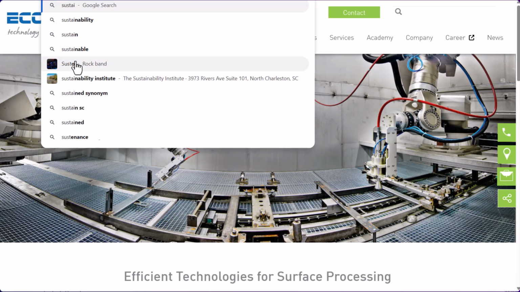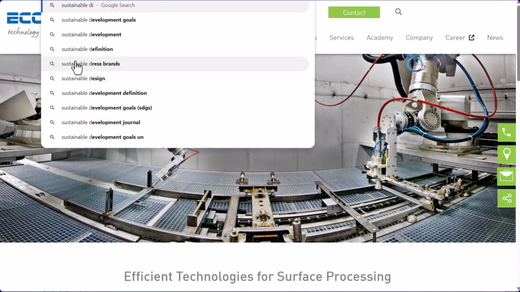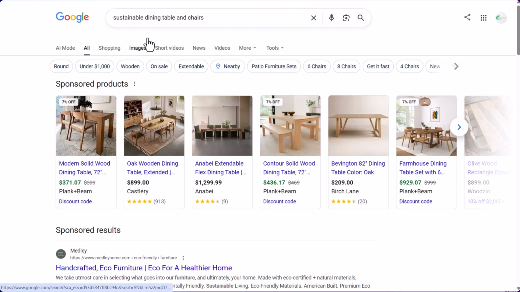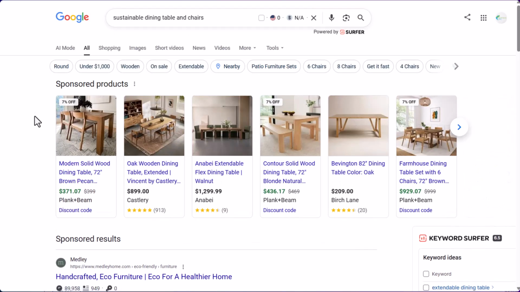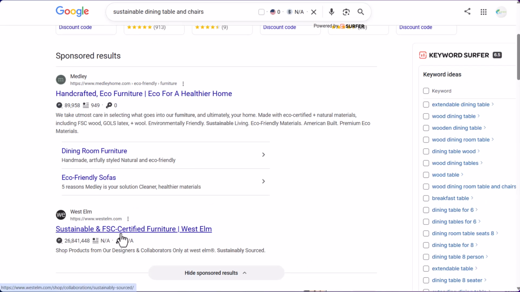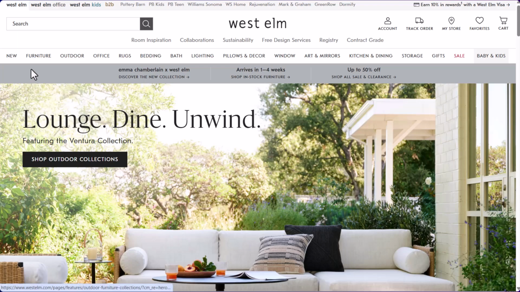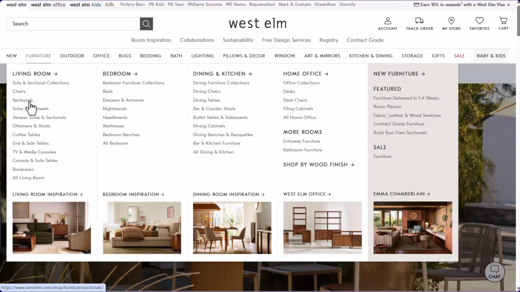If you're a sustainable furniture brand, let's say sustainable dining table and chairs. If this is what you're targeting, then ultimately you want to make sure that it actually fits your company. So West Elm is a very common one, sustainable and FSC certified furniture. If they are your competitor, or if you are West Elm, for example, let's go to westelm.com, and West Elm says, okay, we want to target, let's use furniture as our example, some new sectionals. We want to do the whole living room furniture set essentially.